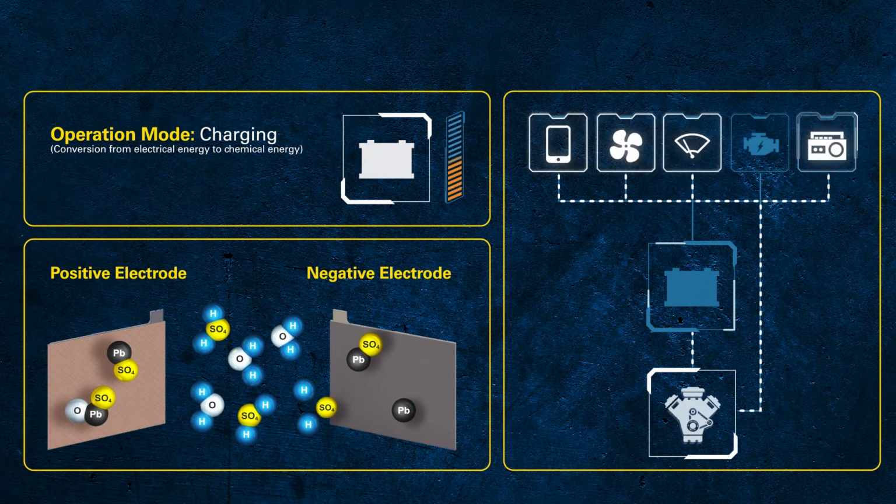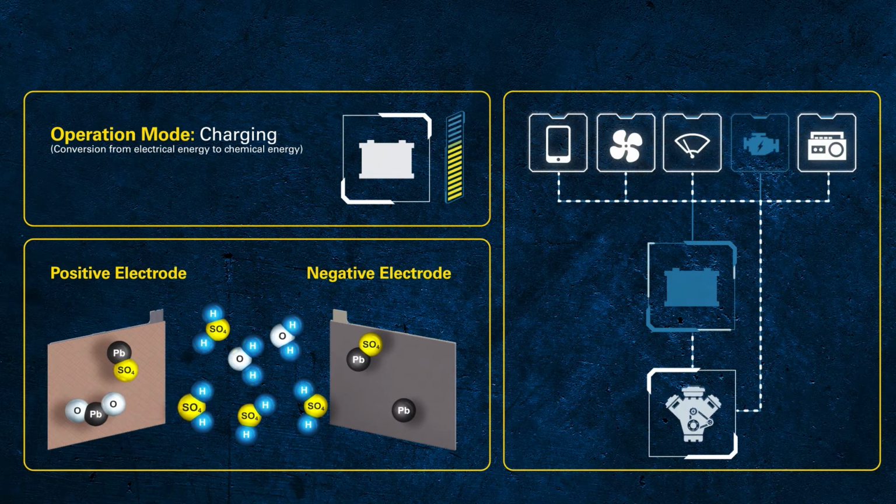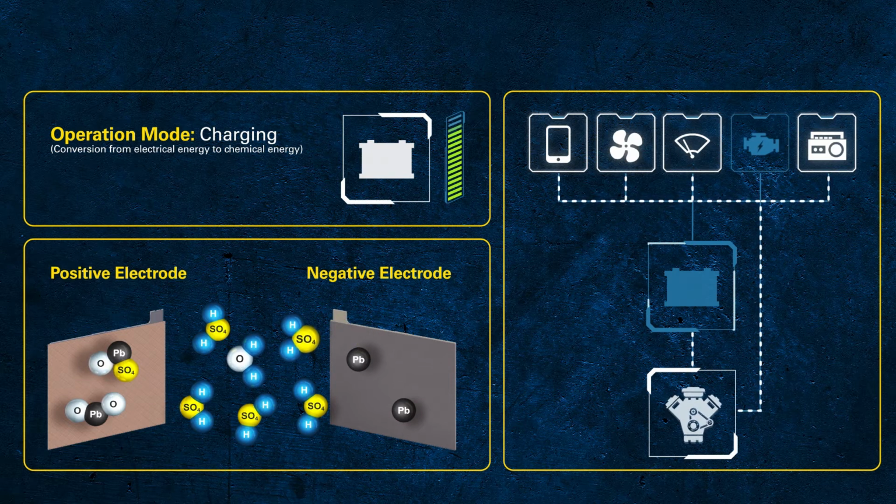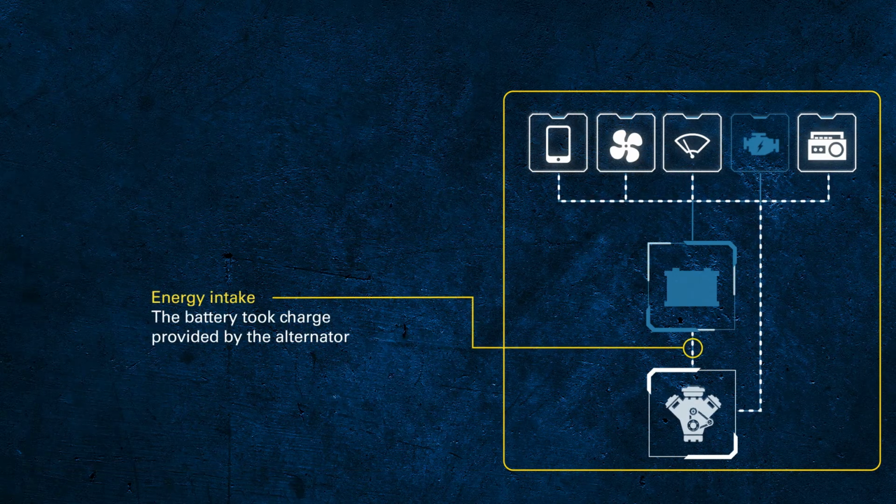vehicle. While we see the reverse process in the chemical reaction and an increase of acid density in the electrolyte, the battery returns to a good and healthy state of charge. Once the engine is running, the alternator provides charge to the vehicle electrical network to supply all the electrical components, such as the control units, smartphone plugged into the 12-volt socket, and features like lights or windscreen wipers.